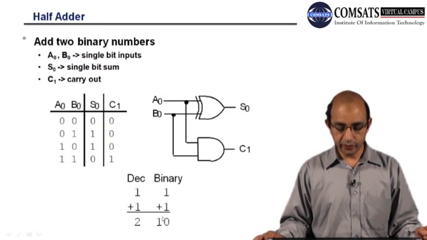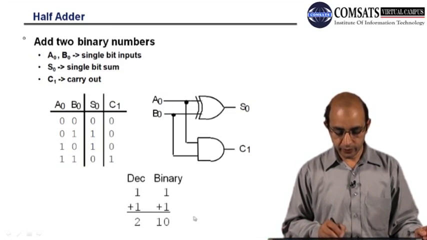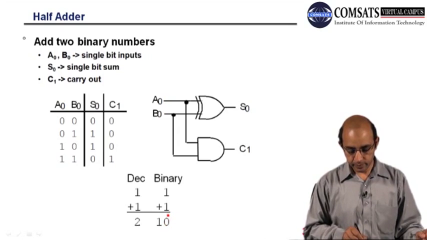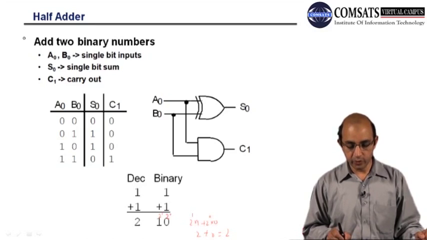If we talk about the weight, 2 raised to power 0 has 1. Here we have 2 raised to power 1, carrying a weight of 2. So what we will be doing is 0 multiplied by 2 raised to power 0 plus 1 multiplied by 2 raised to power 1. So 2 plus 0, this is 2. So this is the decimal equivalent.